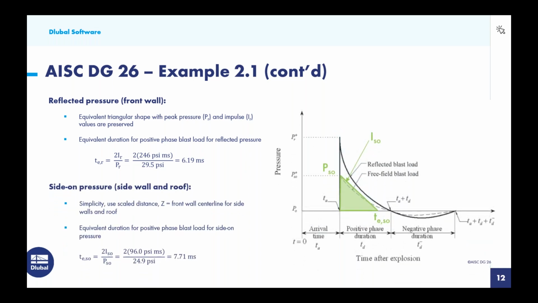So moving on to the sidewalls and the roof, what we'll be applying here is the side-on pressure. So this is going to be, remember, that smaller triangle here within our idealized curve. And for simplicity as well as the conservative approach, we're actually going to use the same scale distance Z that we used for the front wall center line, also for the side walls and roof. Now, realistically, we could maybe calculate a larger Z to decrease our magnitudes, but again, for simplicity and the conservative approach, we'll just use those same values. Therefore, we need to calculate here t sub e. We have P sub o and I sub o from the previous slide. So 2I over P is going to be equal to 7.71 milliseconds. And this is all that is needed for our time diagram for the sidewalls and the roof.